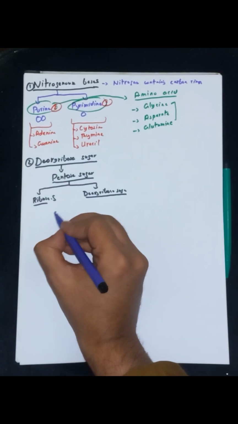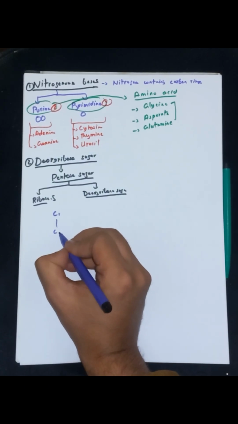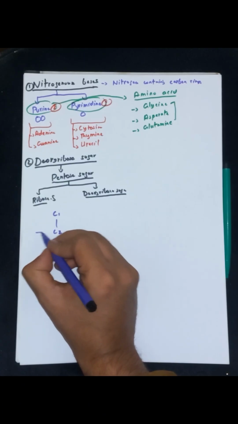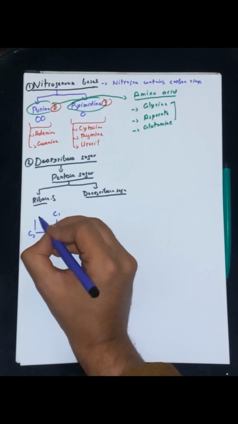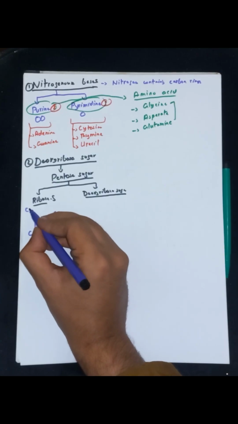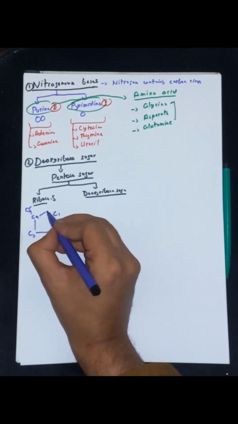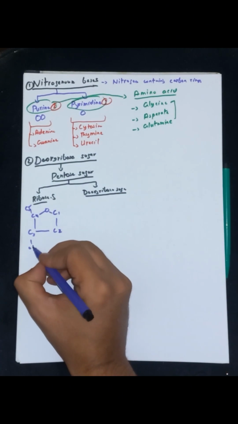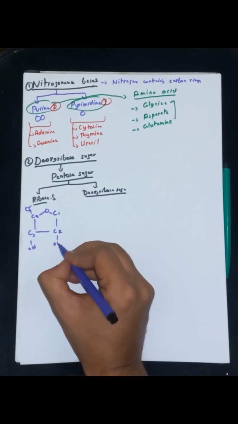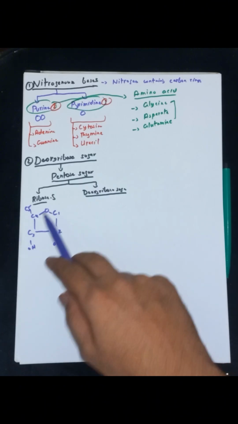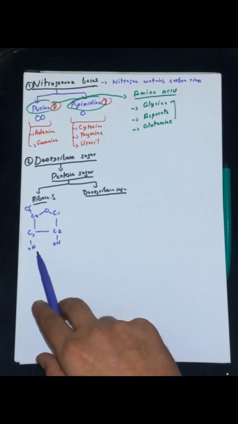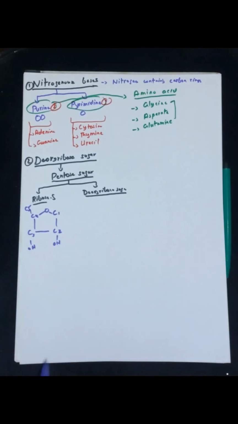Here there's going to be carbon 1, carbon 2, carbon 3, and here is carbon 4, and here is carbon 5. And what will be in the middle here? Oxygen. And what will be here? OH, hydroxyl group. So there are 5 carbons, and between them is oxygen, and this is the hydroxyl group. There are 2 hydroxyl groups. So this is a ribose sugar.